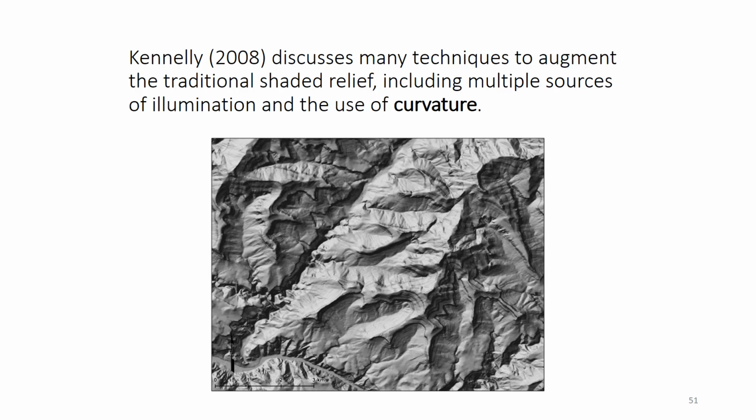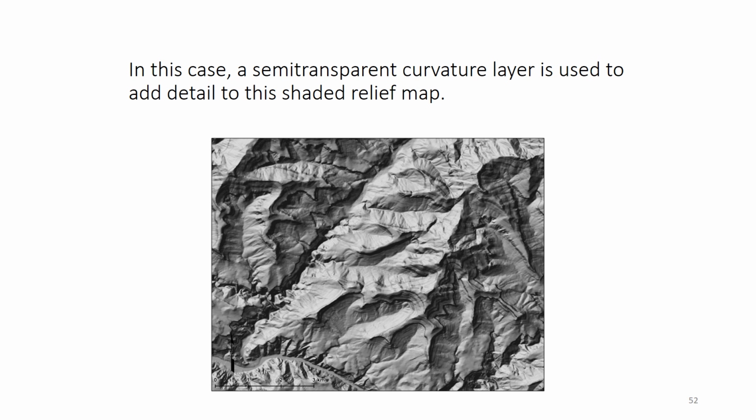There are a couple of great modern adaptations to this. Pat Kennelly has come up with a couple of enhancements to a traditional hill shaded map, and one of the really great ones is the use of curvature underneath. This is a combination of using multiple sources of illumination, but also curvature to enhance the carved out nature of many of these slopes. In this case, a semi-transparent curvature layer is added on. You'll see a little bit more about curvature in the next lesson.